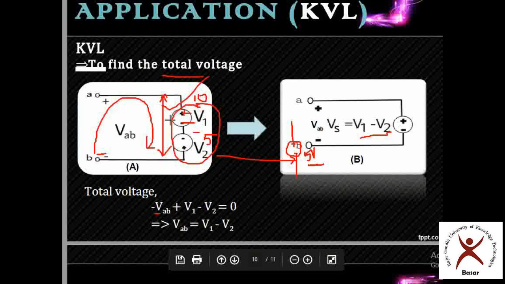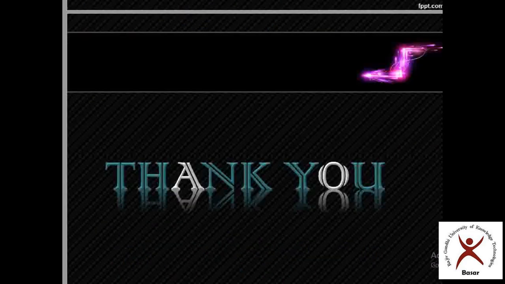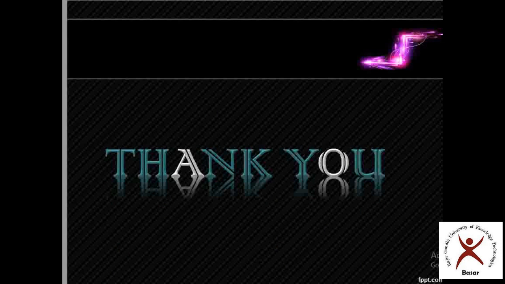We can replace series connected voltage sources with one voltage source using KVL. That is one application of KVL. I hope you understand KCL and KVL. KCL is nothing but the sum of currents entering a node equal to the sum of currents leaving the node. KVL is nothing but the sum of voltage source values equal to the sum of voltage drops. In the next class we will be doing some problems on KCL and KVL so that we can understand the concept.